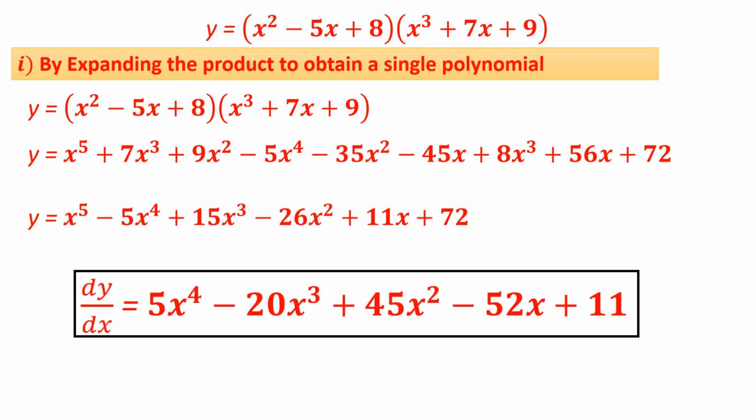We can go for differentiation now. Direct differentiation can be done: 5x power 4 minus 20x cube plus 45x square minus 52x plus 11. Differentiation of 72 is 0. Now we have found the differentiation using the product by obtaining a single polynomial, that is a polynomial of degree 5.